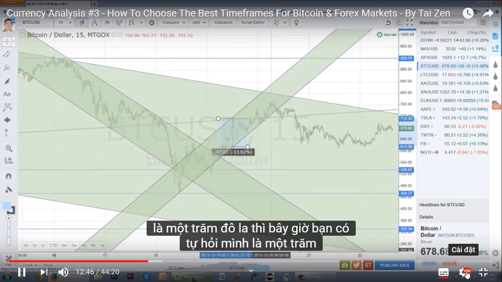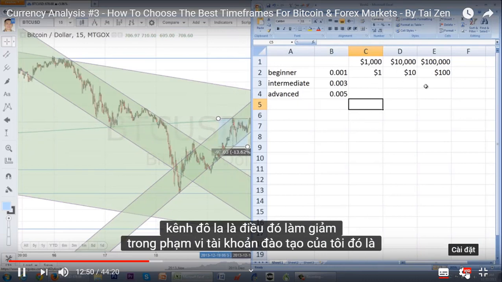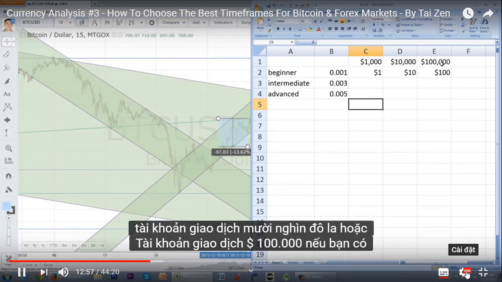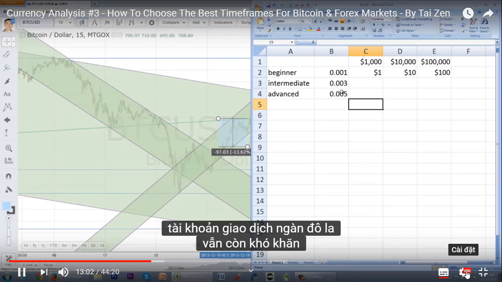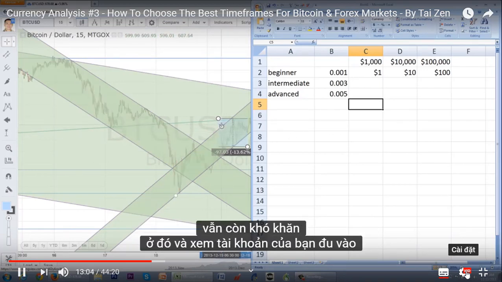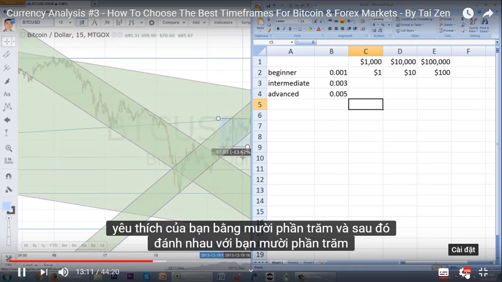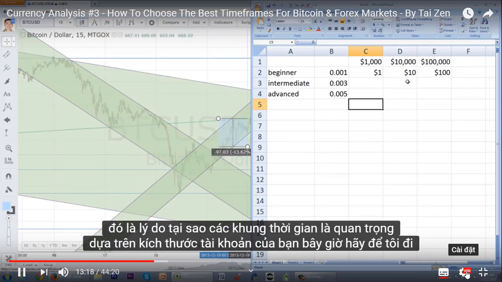Then you have to ask yourself, does that $100 channel fall within my trading account size? That's easy for a $10,000 trading account or a $100,000 trading account. If you have a $1,000 trading account, it's still tough to sit there and watch your account swing in your favor by 10% and then swing against you by 10%. So that's why the time frames are important based on your account size.